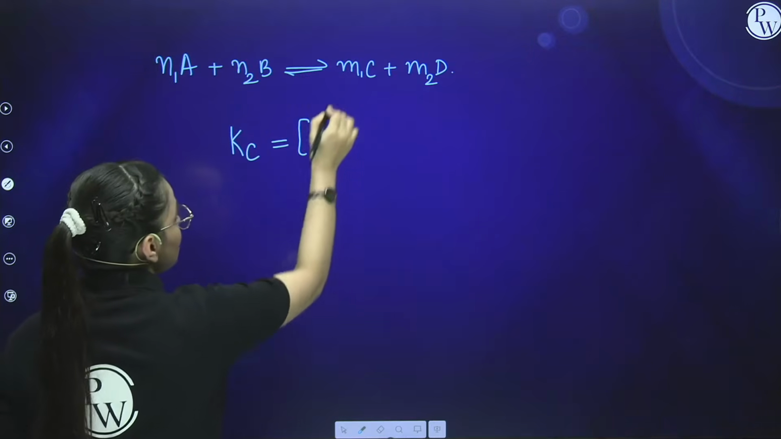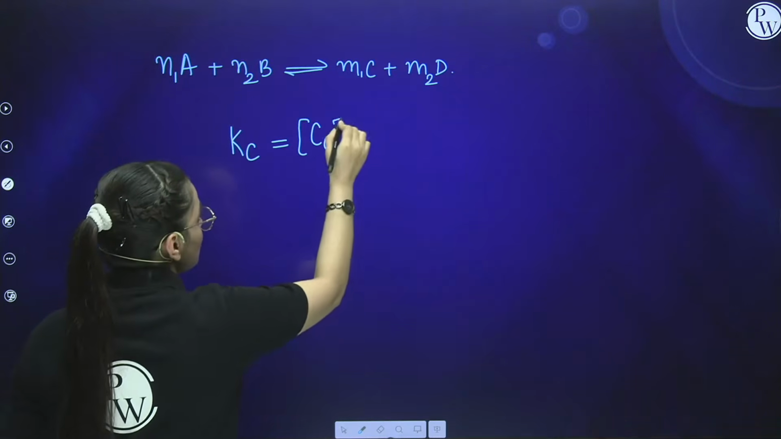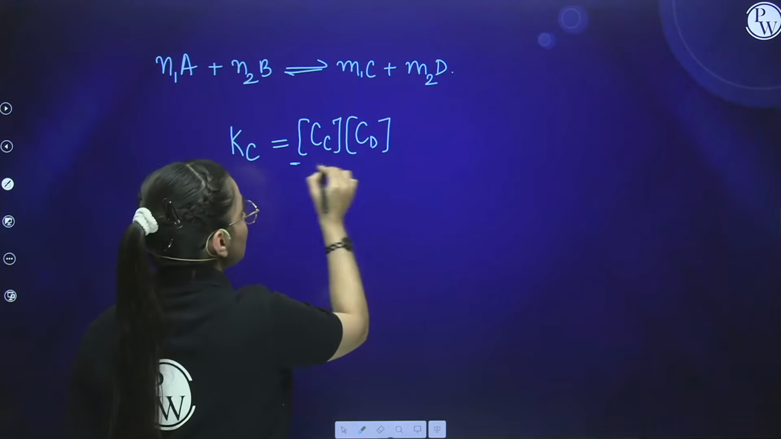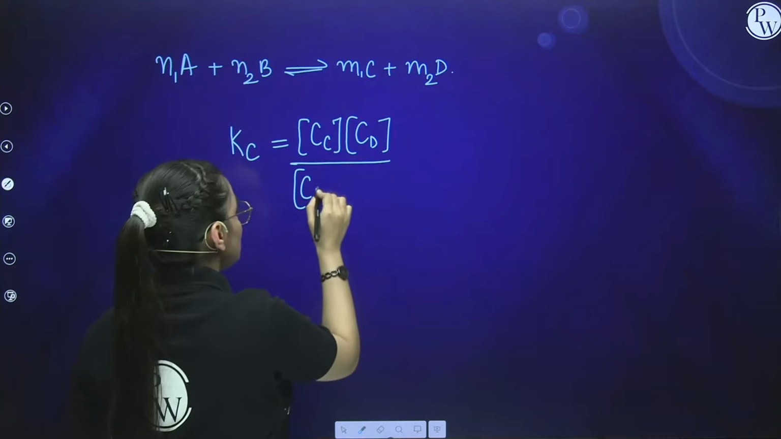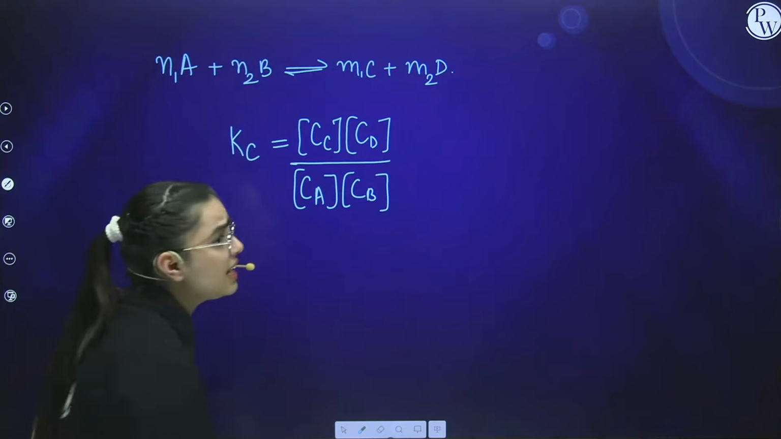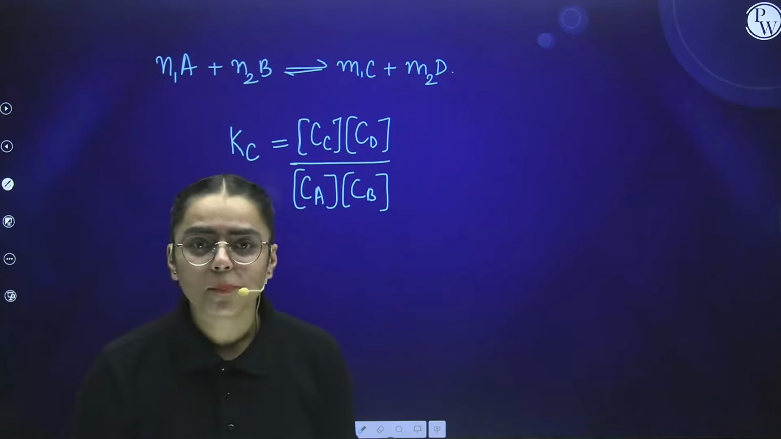We are going to write C over here. So, concentration of C's active mass into concentration of D's active mass divided by concentration of A's active mass into concentration of B's active mass. Is it correct? No, it is incomplete.